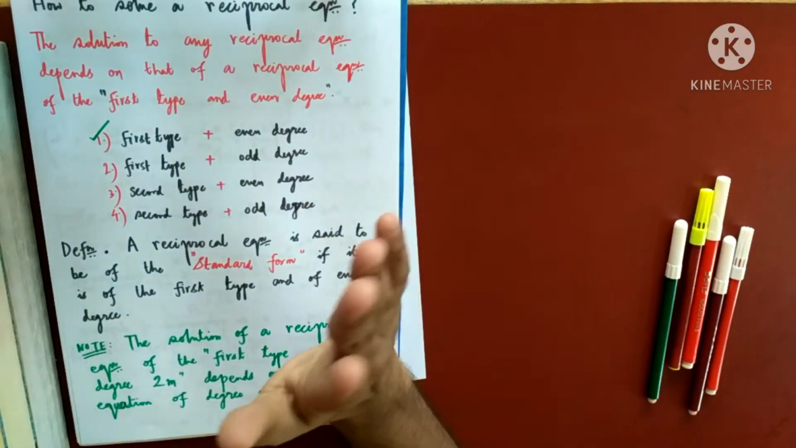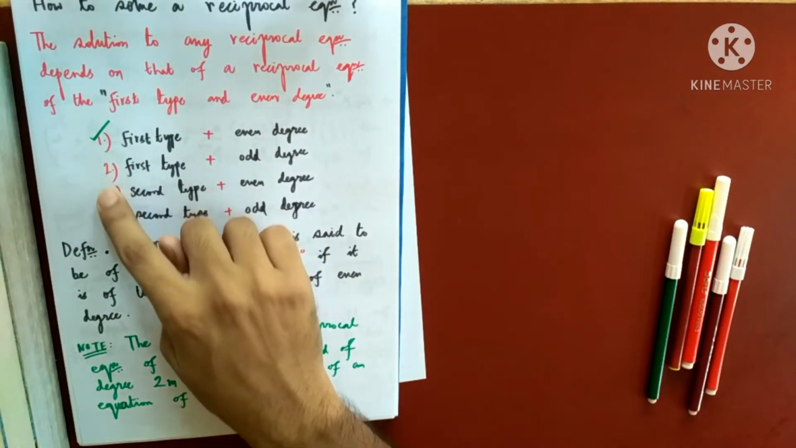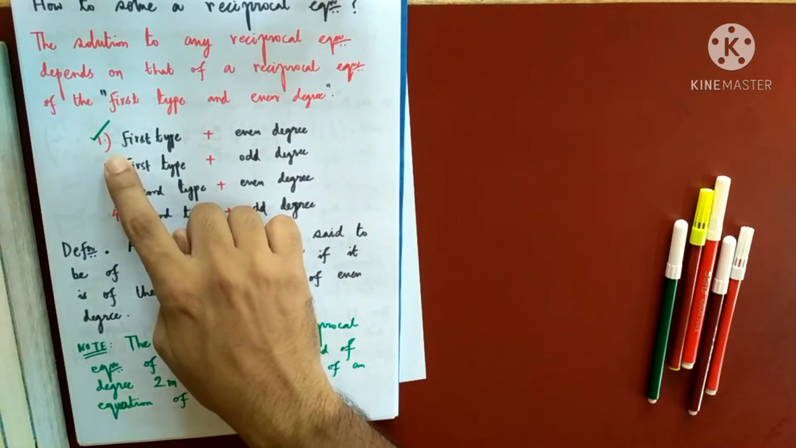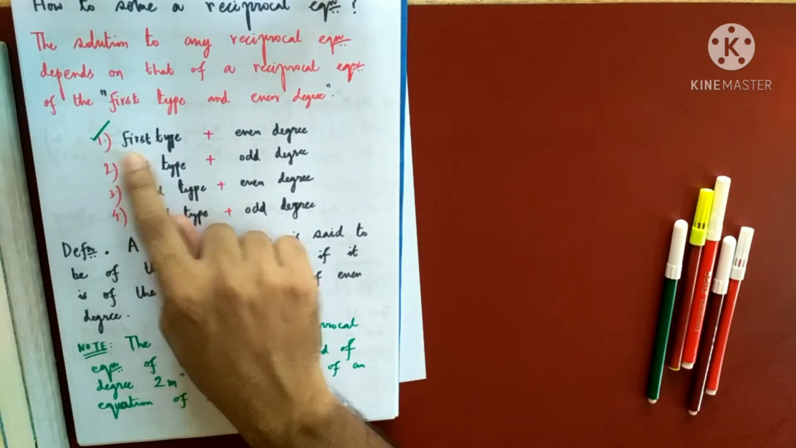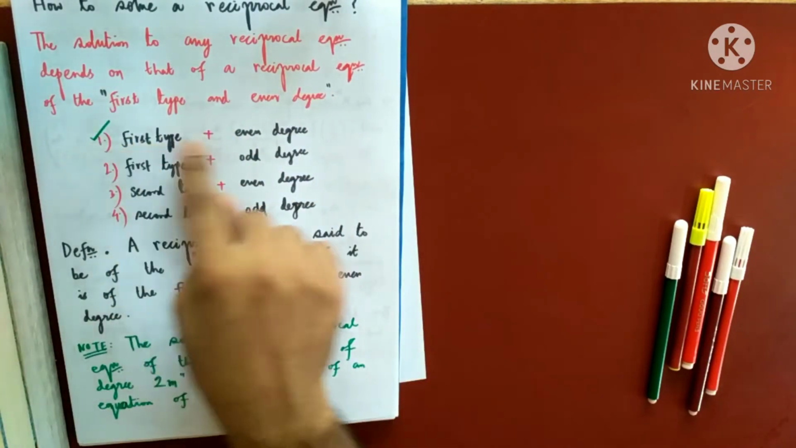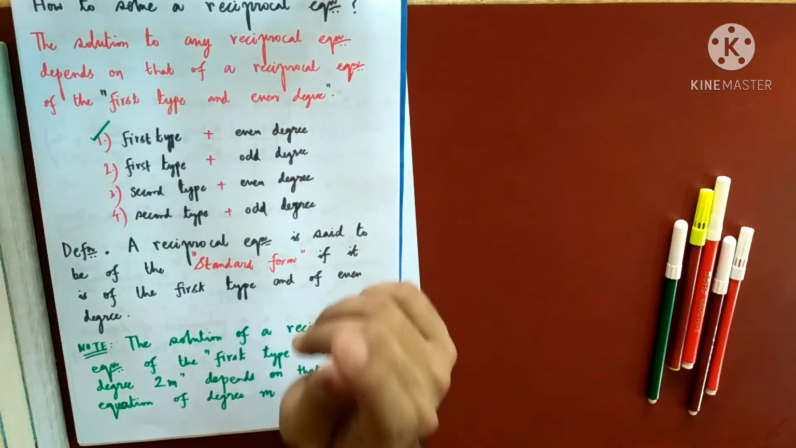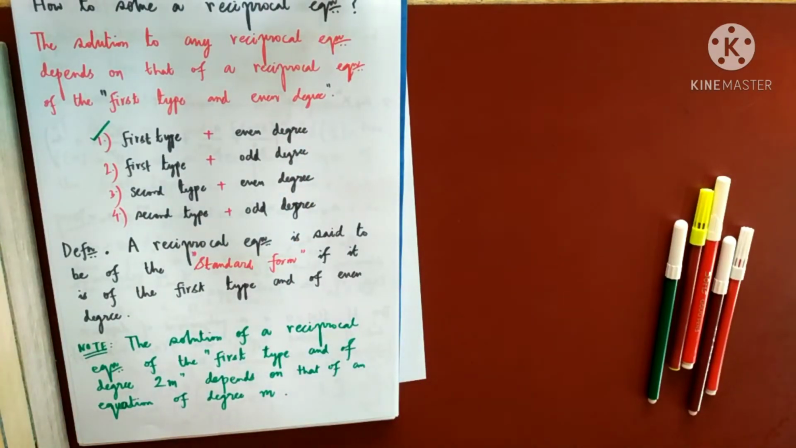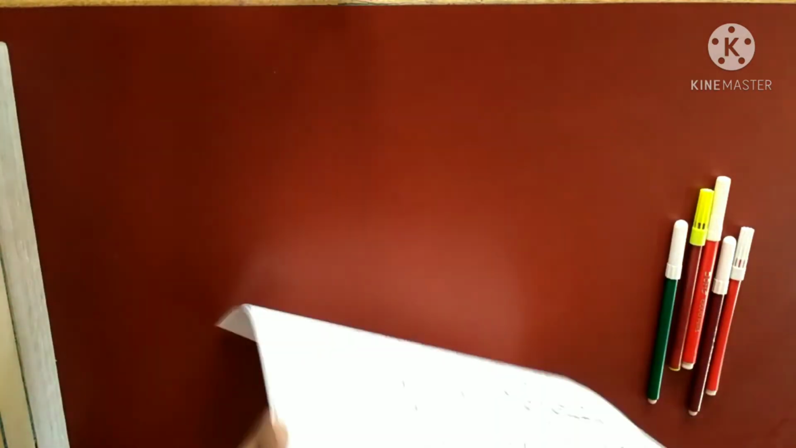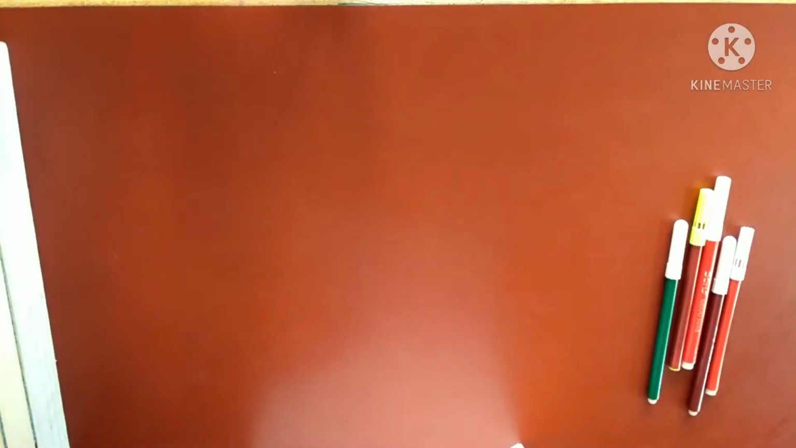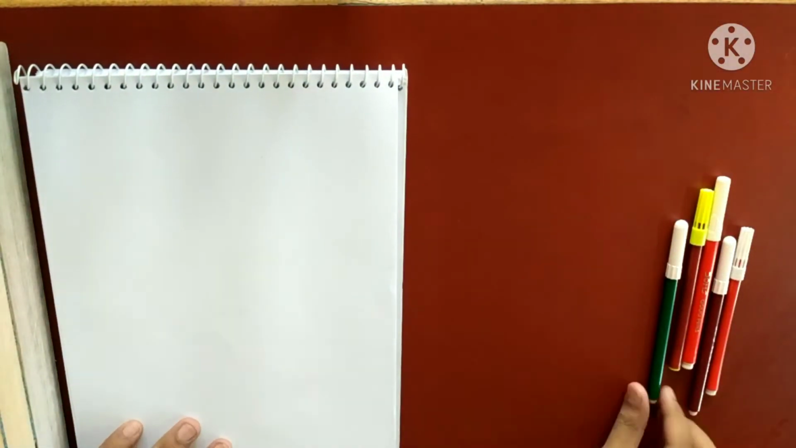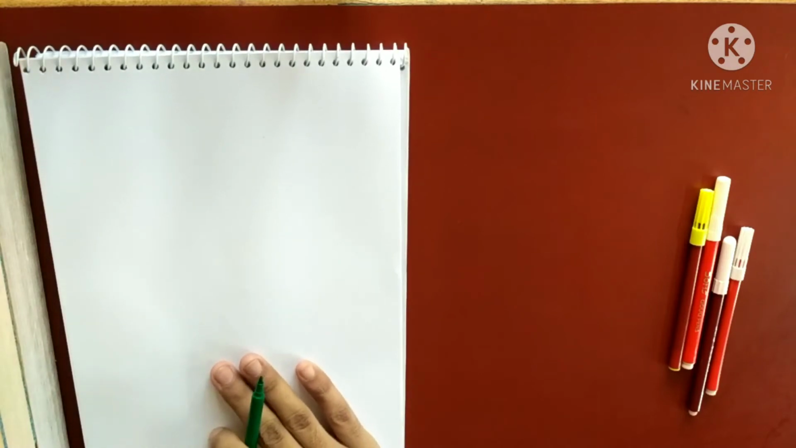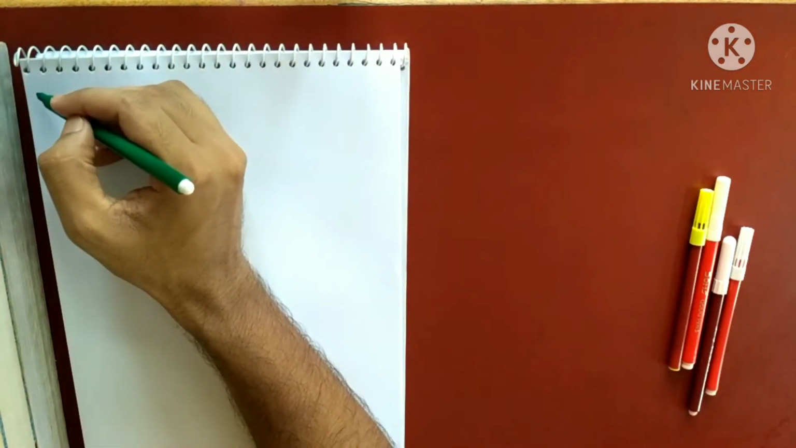Now, I already told you that any of these can be reduced to the first type and even degree, and this is why it is known as the standard form. So any reciprocal equation can be converted into first type and even degree. I already gave you a way to solve a reciprocal equation in the standard form. So again I'll repeat. Maybe I'll just write an equation.